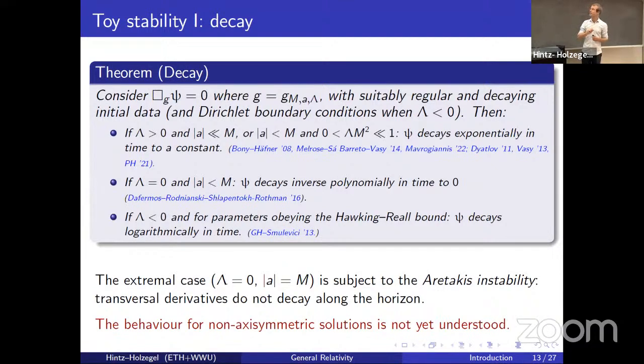In the lambda negative case, the decay is even worse, namely you only have inverse logarithmic decay as proved by Gustav Holzegel and Jacques Smulevici under an assumption of the parameters satisfying some physical bound. There is an interesting case of extremal black holes, Kerr black holes that rotate at exactly the maximal allowed speed, which was in particular studied by Aretakis, who discovered an instability saying that derivatives of the solution of the wave equation in that case do not actually exhibit any decay, and higher derivatives even blow up in time. And in the extremal case, non-axisymmetric solutions are not really understood at all.